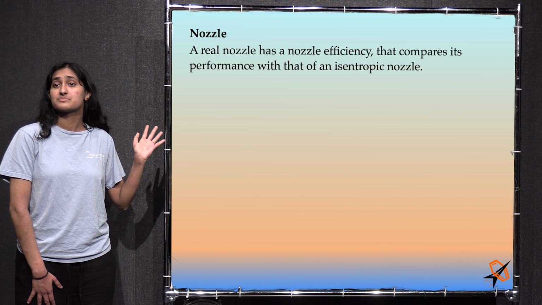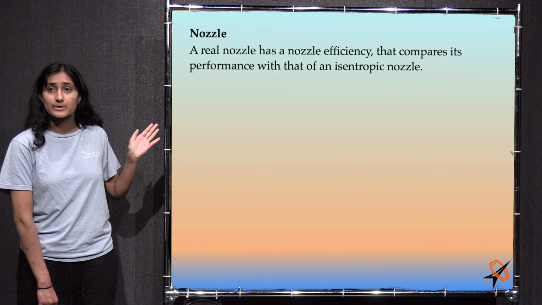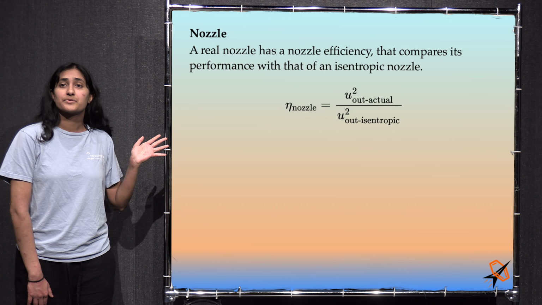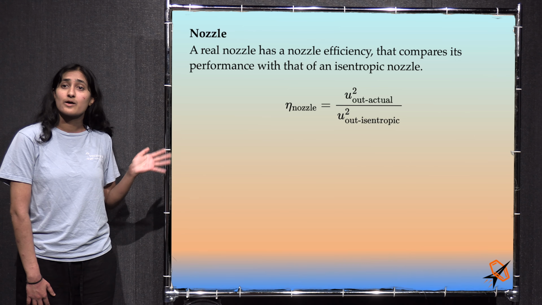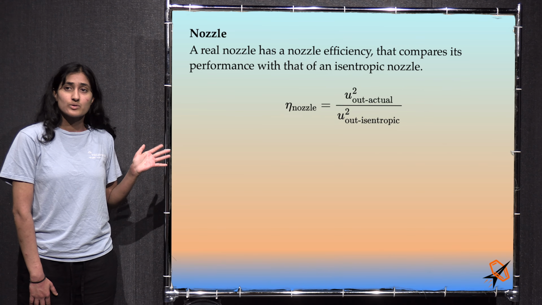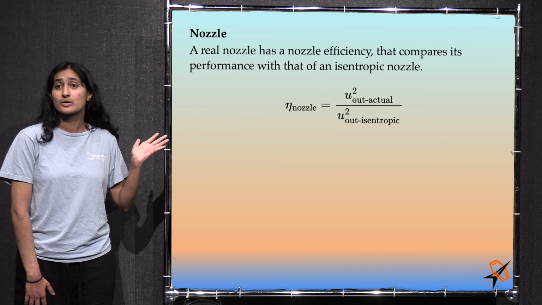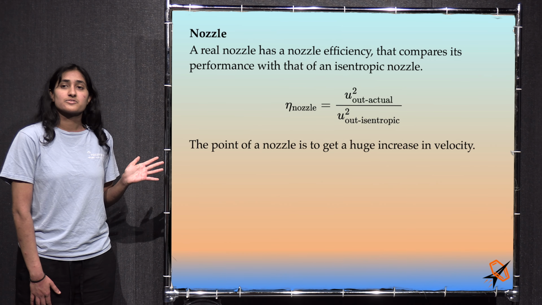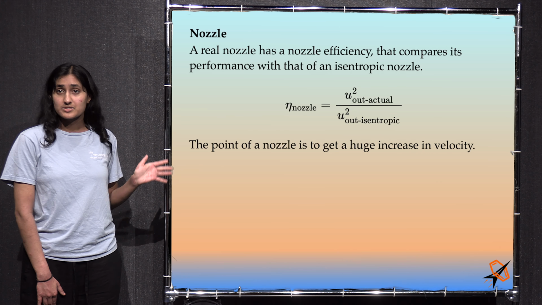The nozzle efficiency is based on the kinetic energy of the exiting fluid. It is the velocity squared out for the actual nozzle divided by the velocity squared out for an isentropic nozzle. I don't know why the expression doesn't include the initial velocity squared, which is what I would have done. The point of the nozzle is to get as large as possible an increase in velocity.